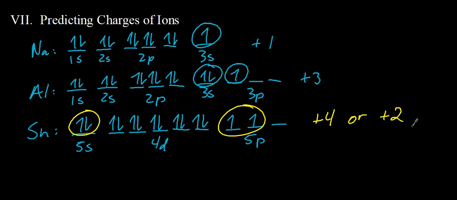Now, I don't expect you to know this yet in this class. This is something we will talk about later, where some metals can form more than one ion, tin being one of those examples. All right, let's try another one.